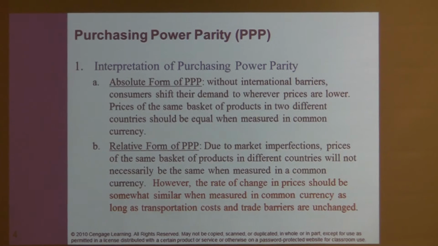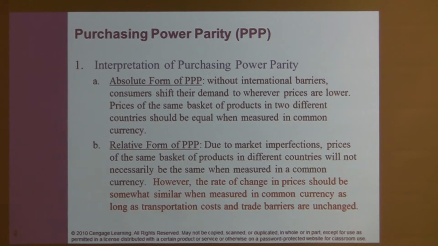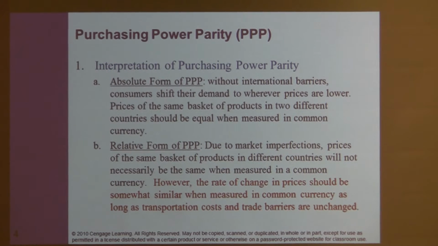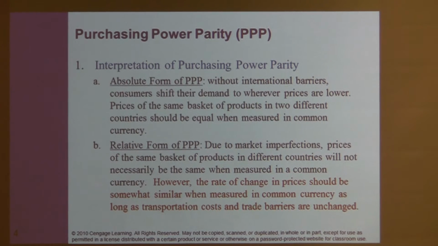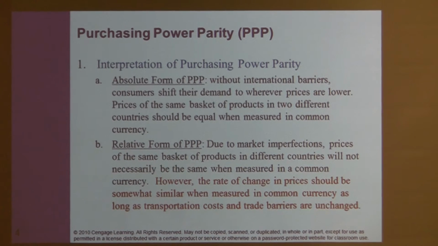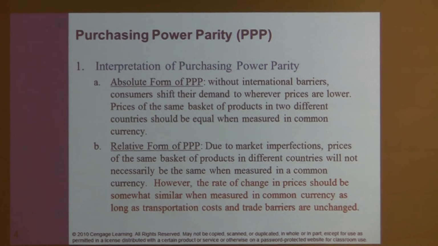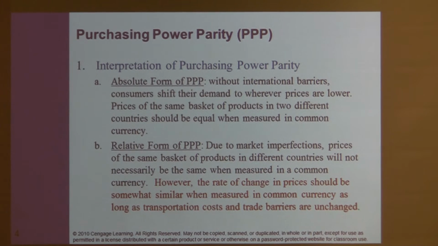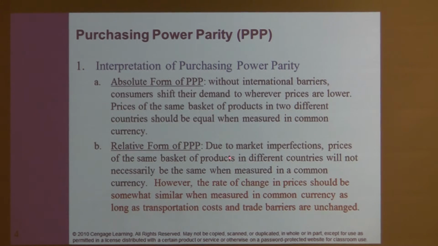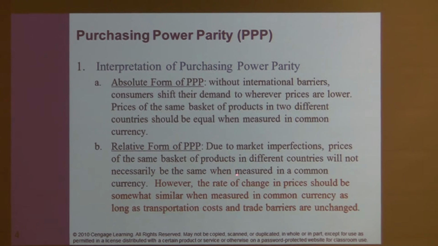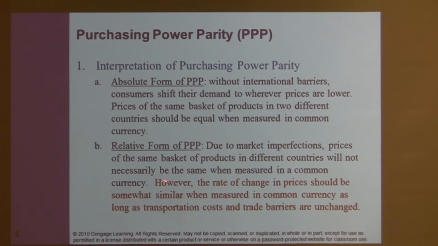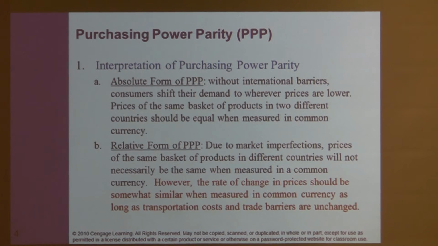Now here, we are talking about the effect of inflation on the currency, and we'll also talk about the effect of interest rates on the currency. There's a lot of evidence showing that the absolute form of purchasing power parity does not work in practice. So here we have a slightly different one, the relative form of purchasing power parity. And what does it say? Due to market imperfections, prices of the same basket of products in different countries measured in a common currency.